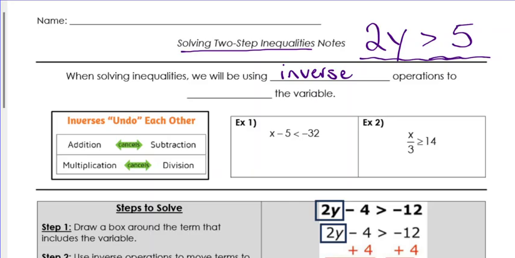To solve that, we would try to cancel out this multiplying by 2 by using the inverse operation or the opposite operation. When I say inverse, I really just mean the opposite. So addition and subtraction are opposites, multiplication and division are opposites. So right now, that's multiplication. To cancel out that multiplication, I would use division. That's the inverse operation. And the entire purpose of this is to isolate the variable. We want to try to get that variable by itself.